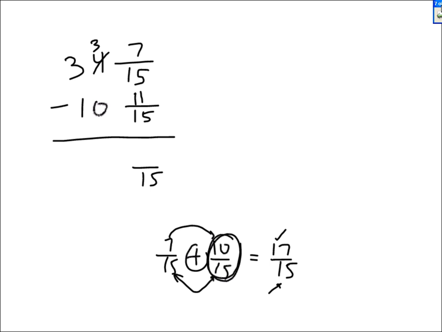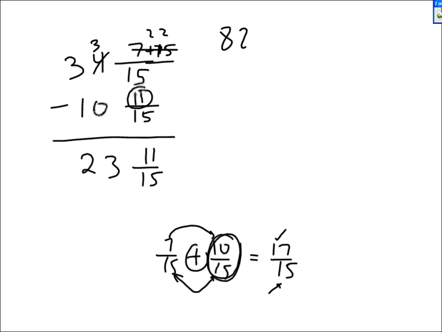Again, what you do is you just add the denominator to the numerator. You add 15. So it's now 22. 22 minus 11 is 11. 33 minus 10 is 23. The problem is done.